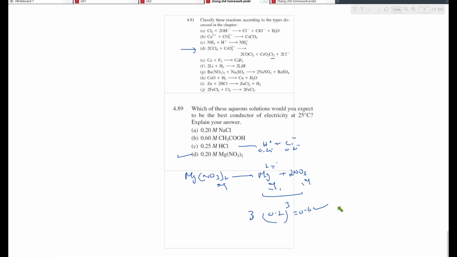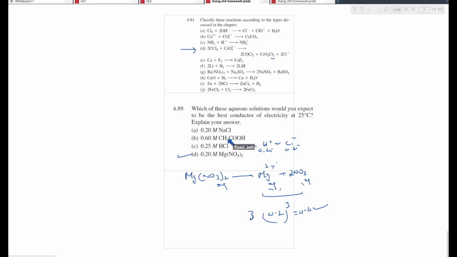Just check this one. Yeah, choice D. You're right. It says the magnesium nitrate should be the best conductor of electricity, because it will produce more ions. Even though the concentration is less, each one is producing 3. So 3 times 0.2 is 0.6. This is producing 2. 2 times 0.25 is 0.5.